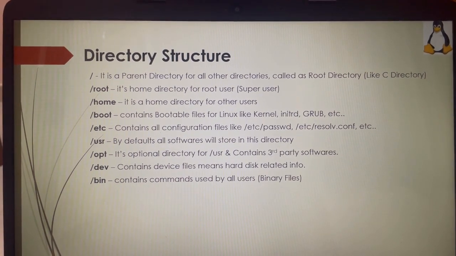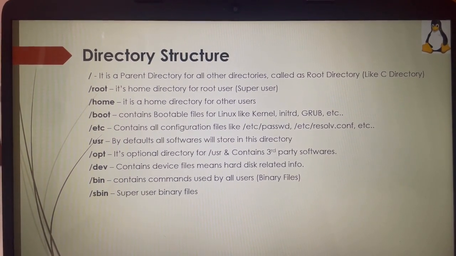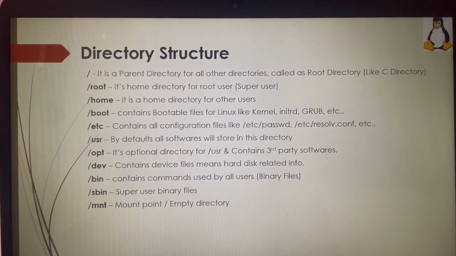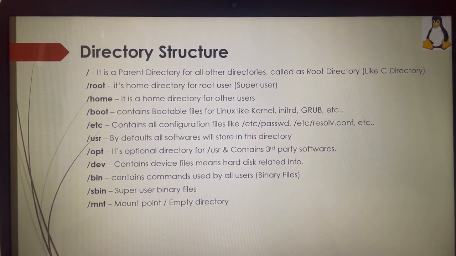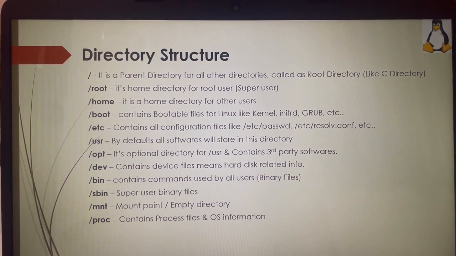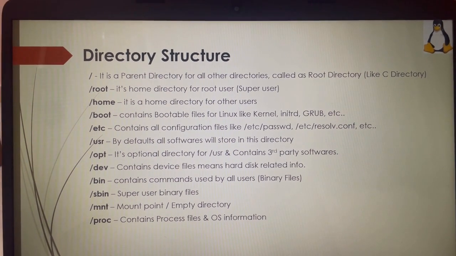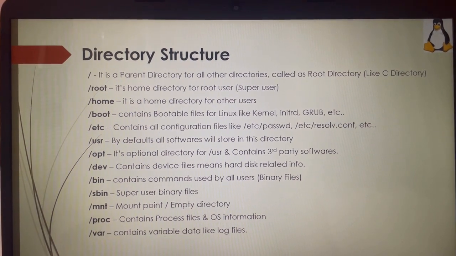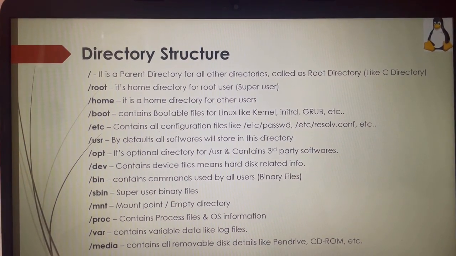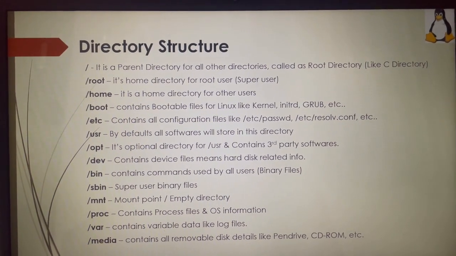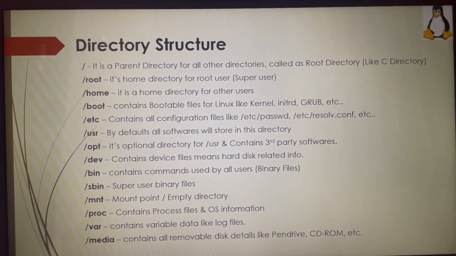Then /bin contains the commands used by all users, binary files. /sbin, super user binary files. /mnt is the mount point directory, mostly an empty directory. /proc contains process files and OS information as well. /var contains variable data like log files, mails and all. /media contains all removable disk details like pen drive, CD-ROM, etc.